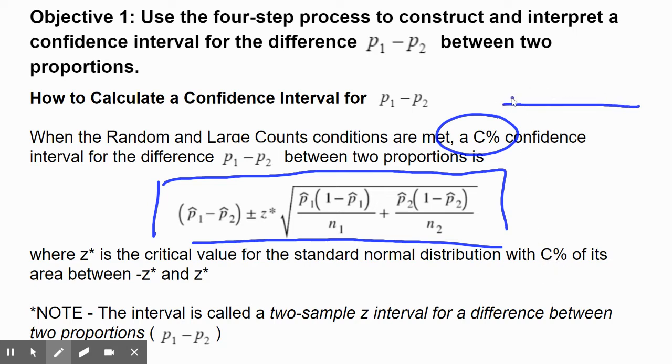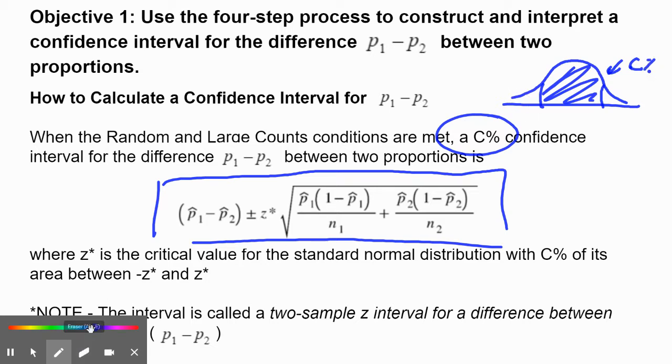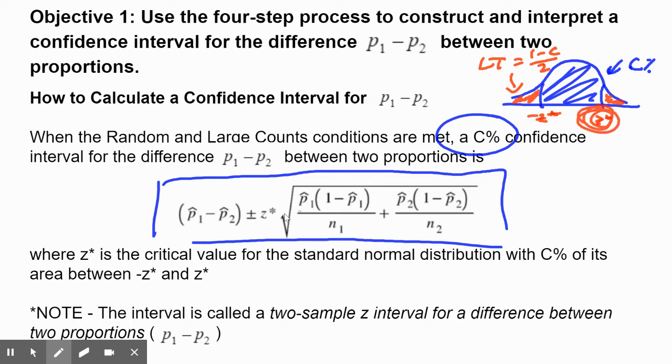When we do these, here's your normal distribution. That C% is the area here. The two tails add up to the remaining percent. We always have to look for the left tail area, so we take 1 minus C and divide it by 2. That's how you find the left tail area, and that gets you the negative z star, but we always use the positive z star in our calculations.